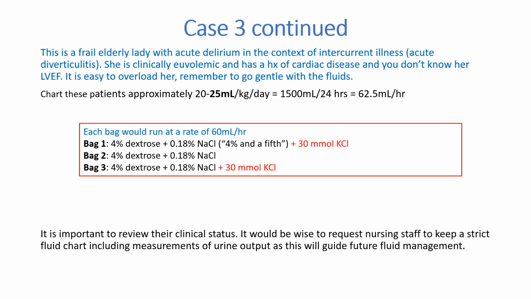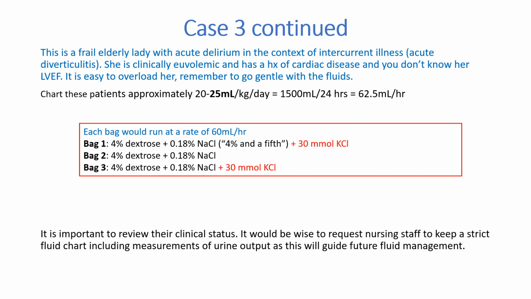So the thing to be careful about in this slide is that it's an elderly lady who's frail. She's got acute delirium in the context of an intercurrent illness, which is her acute diverticulitis. Based on the information, she's clinically euvolemic and she's got a history of cardiac disease. And given that you don't know her ejection fraction, you need to be careful. It's easy to overload these patients, and remember, as we discussed earlier, to go gentle with the fluids.